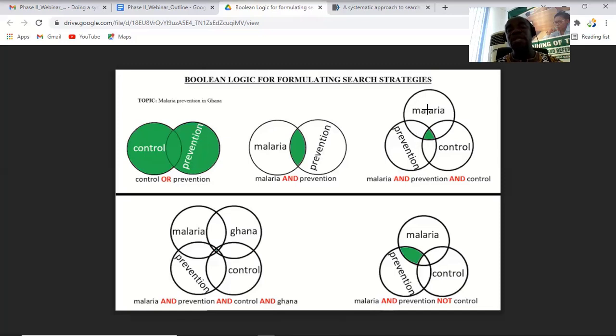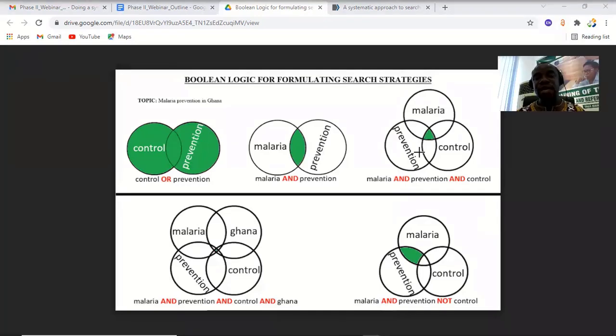If there are documents that contain malaria prevention without control, they will not be retrieved. If there are documents that contain prevention and control of some other condition, disease, or situation, which is not related to malaria, they will also not be retrieved. So just look at the size of the shaded portions and then understand the message that it sends to you concerning your use or abuse of the Boolean operators.